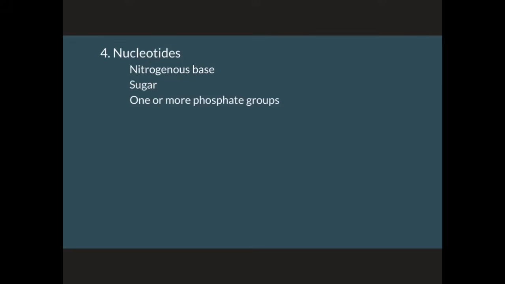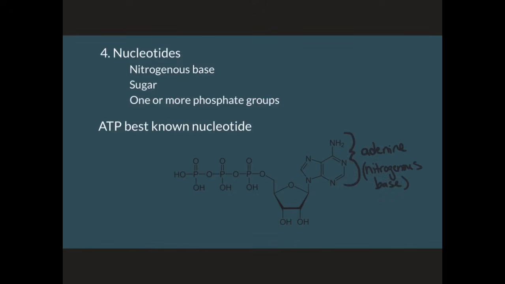And finally, the last category of carbon compounds that we'll talk about are nucleotides. There are three components of nucleotides. They include a nitrogenous base, which is a single or double carbon nitrogen ring, a sugar, which is a monosaccharide, and one or more phosphate groups. ATP is actually the best known nucleotide. This is the energy currency of the cell. It includes adenine, which is its nitrogenous base, ribose, which is its sugar, and three phosphate groups.